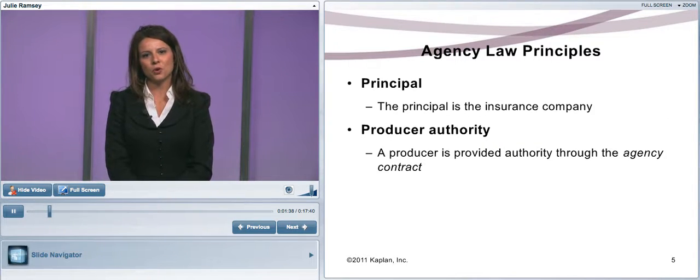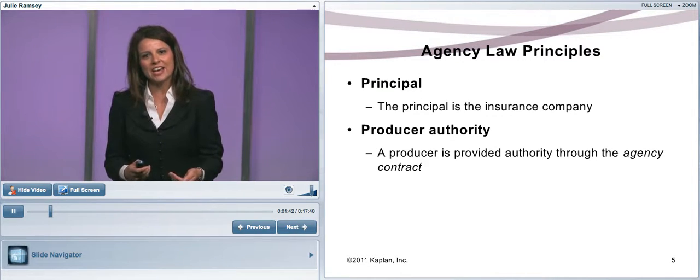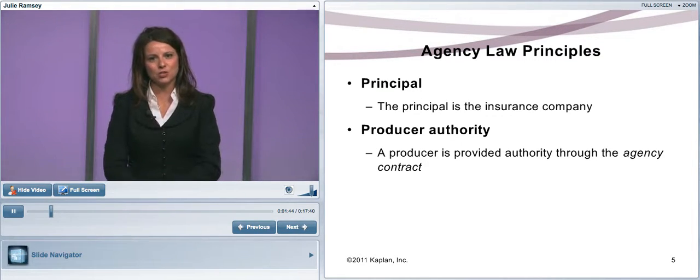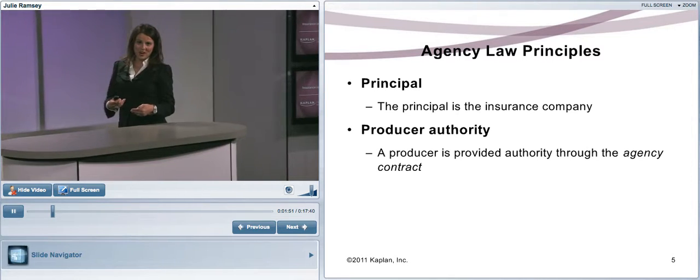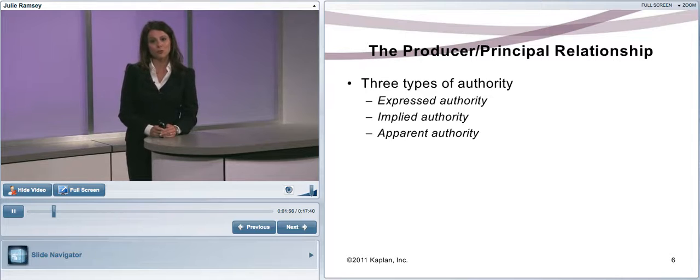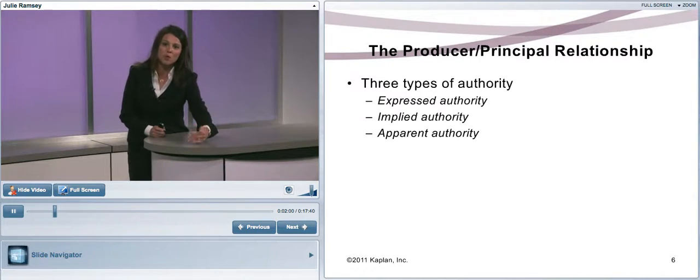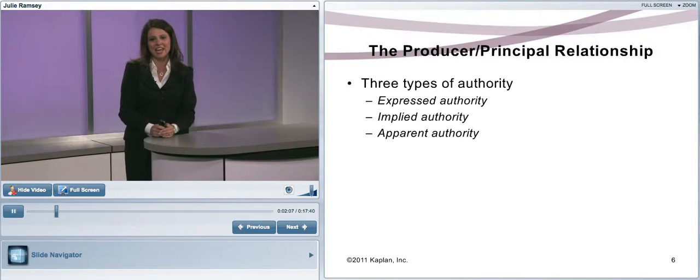The producer authority. We want to look at that actual contract because the producer has authorities. He's going to have a contract that he signs with that principal, with that insurance company. Now, in that contract, there are three kinds of authorities that I want to talk about. The first one is an expressed authority. If you think of that word expressed, it means written down. It's in the contract. It says 1 through 200: this is what I can do, this is what I can't do as an agent with this company. But it's expressed. It's documented.